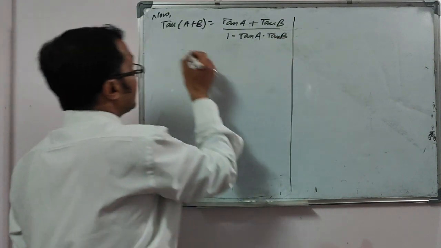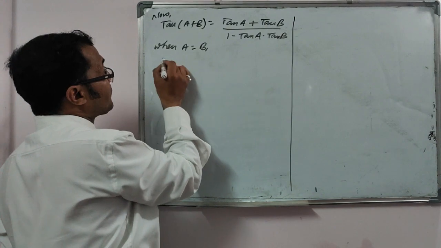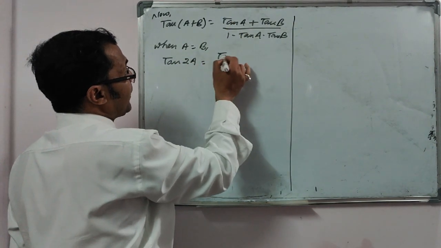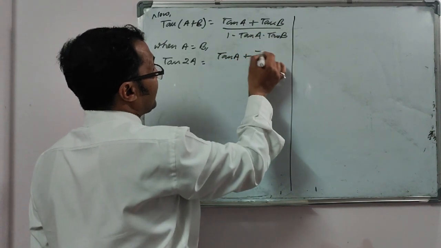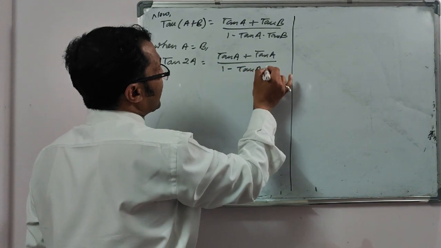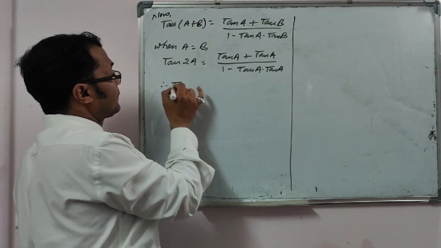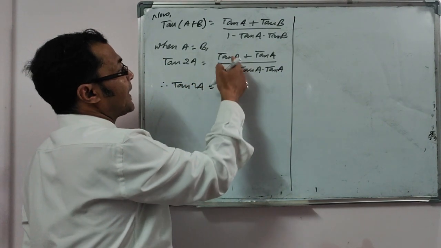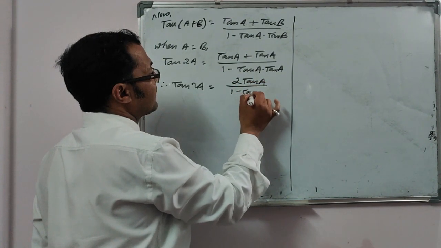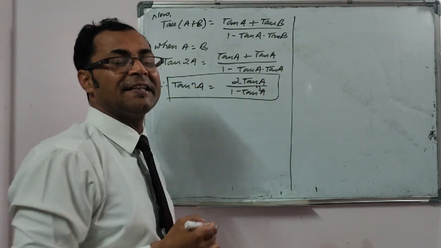Alright. So here, when A equals B, just like before, tan A plus A means 2A equals tan A plus again tan A by 1 minus tan A times tan A. Therefore, the formula of tan 2A is tan A plus tan A, means 2 tan A by 1 minus tan square A. So this is the formula for tan 2A.